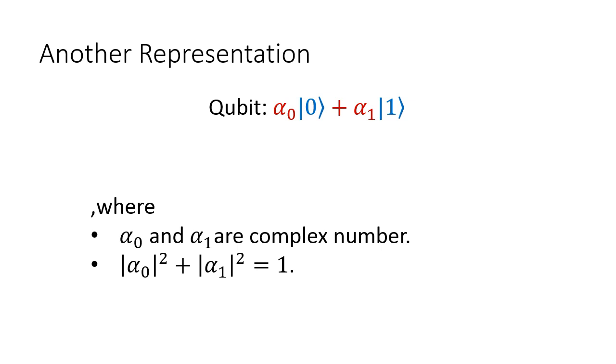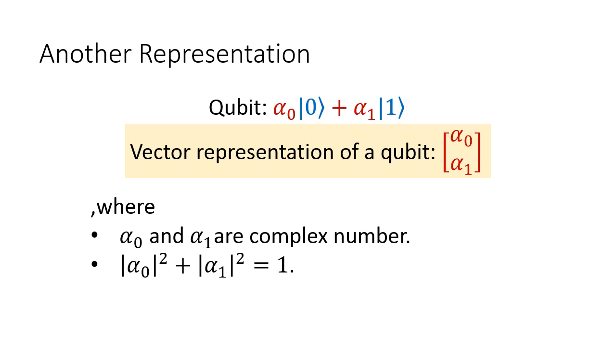And in this video, we will introduce another representation for qubits. It is the vector representation, so that we can focus on the change in probability or magnitude for different states. State 0 can be represented by a column vector 1, 0, and state 1 can be represented by another column vector 0, 1.